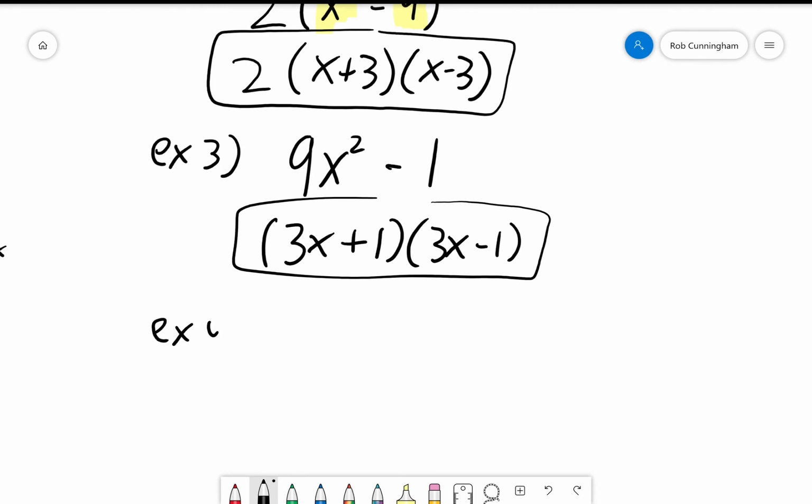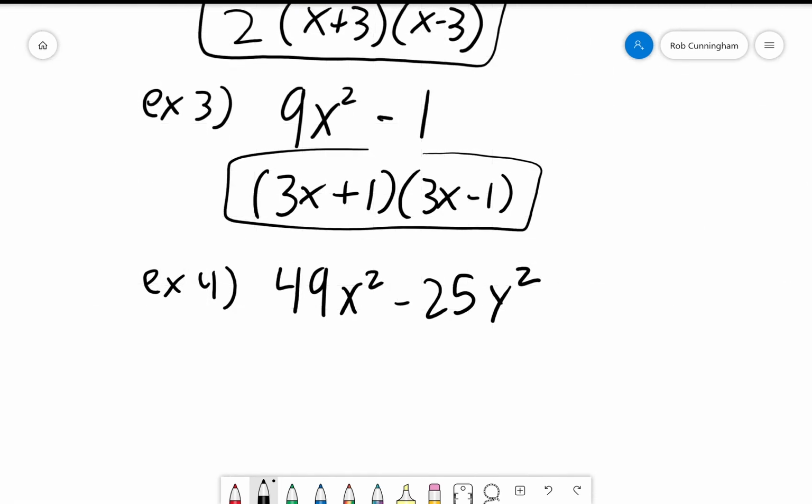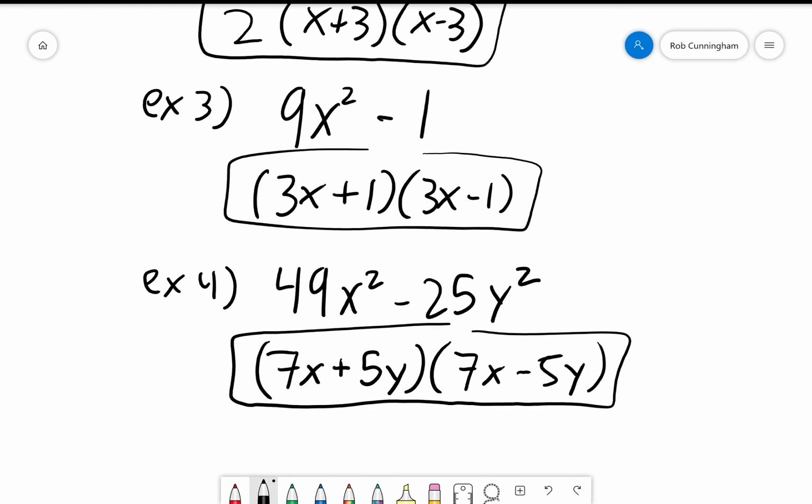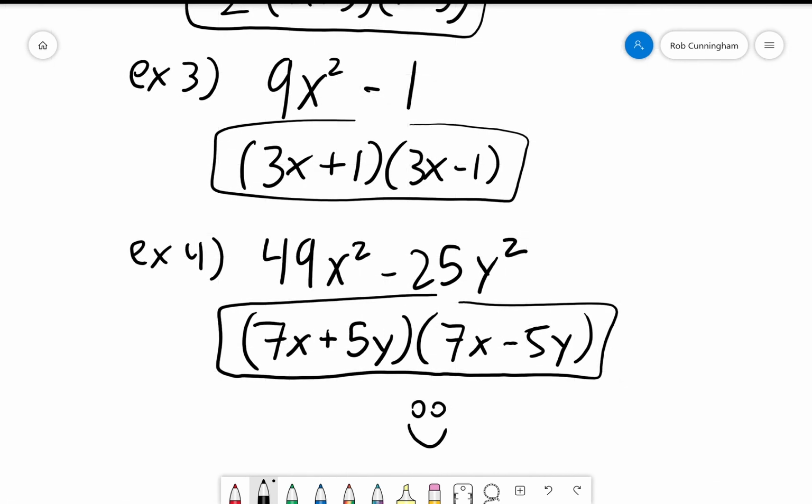Example 4, and this is the last one for today. What if I have something crazy like 49x squared minus 25y squared? We've never dealt with anything like this before. We've never put y's in here. We've never had multiple variables going on at once. What are we even doing? But it's still a difference of two squares, so it still follows the same rules, the same logic. 49 is 7 squared. 25 is 5 squared. So we can break this down into 7x plus 5y times 7x minus 5y. Happy face. We got this.